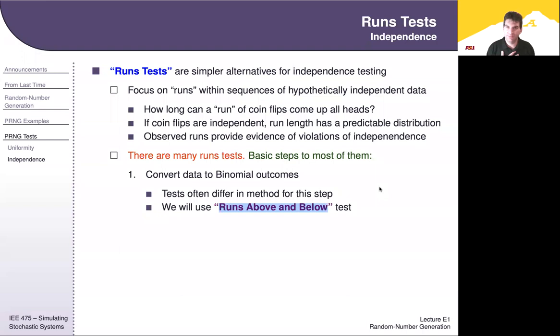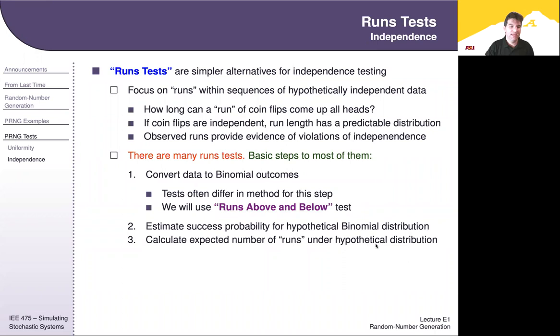I chose the runs above and below because it works just as well as those other ones, and I think it's easier to teach and easier to use. So don't go back to old midterms from some other faculty who taught 475 and learn how to do their runs test and then try to do that on a midterm. I've seen that happen before, because then you'll do a lot of work, but you're going to get the wrong answer. Okay, so a runs above and below.